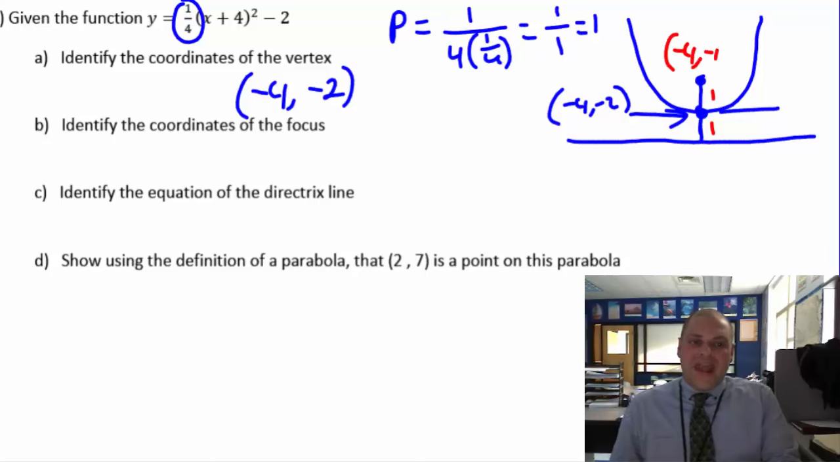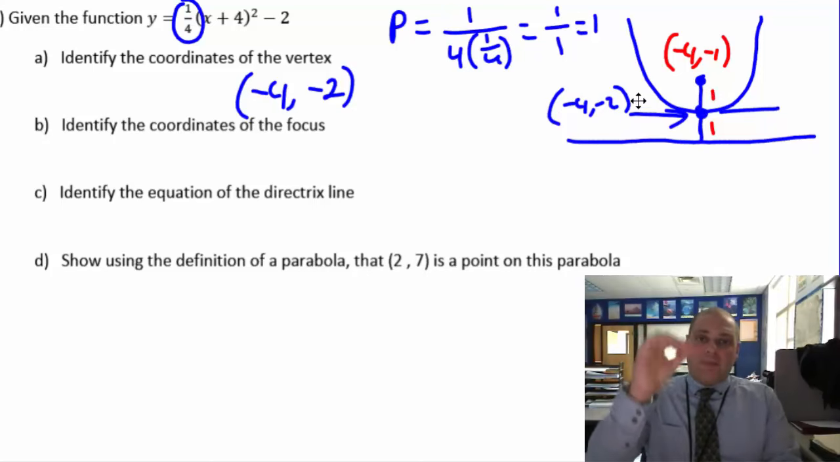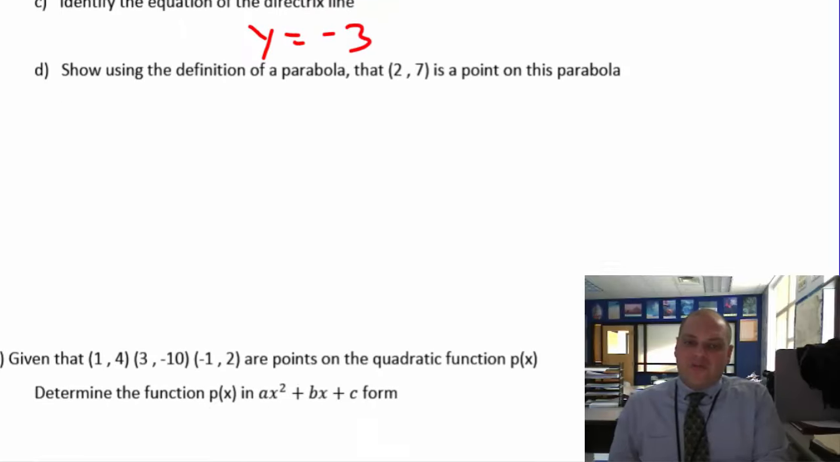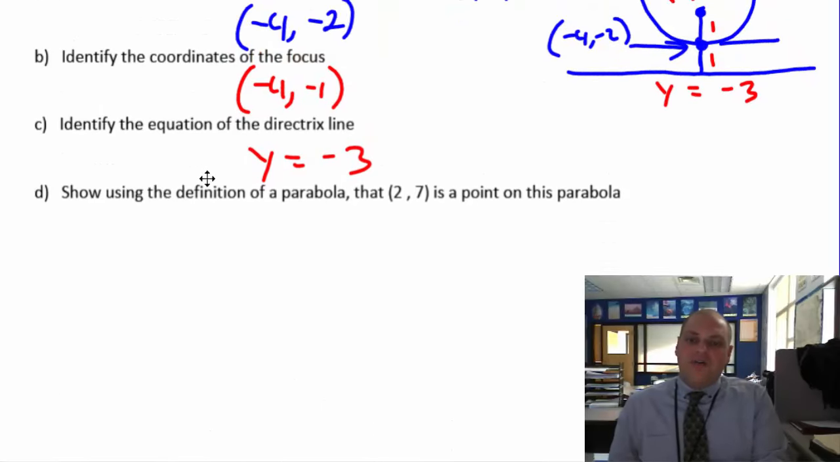That's going to be negative 4, negative 1. If I go negative 2, and then I go up 1, I'm at negative 1. So my focus is going to be negative 4, negative 1. And then my directrix, I go down 1. That's going to be the line y equals negative 3.